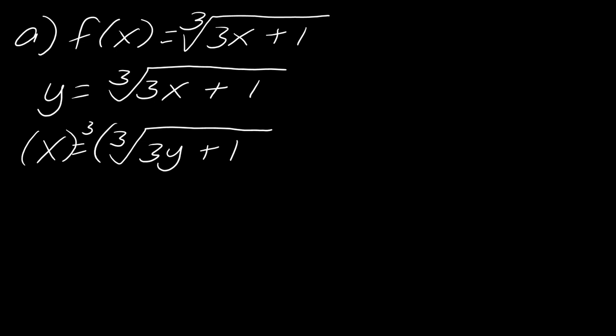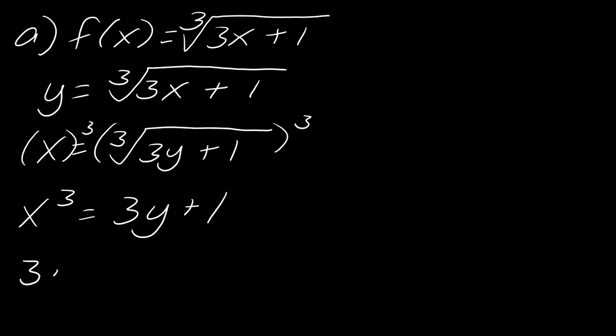So I'm going to cube both sides. So I get 3y plus 1. And then I can subtract off the 1. So I have 3y equals x cubed minus 1. And then I can divide all parts by 3.